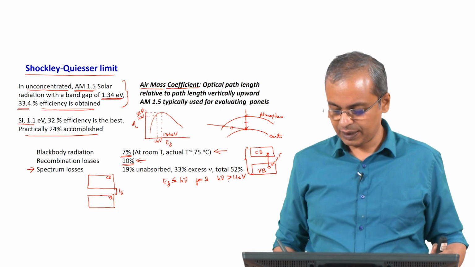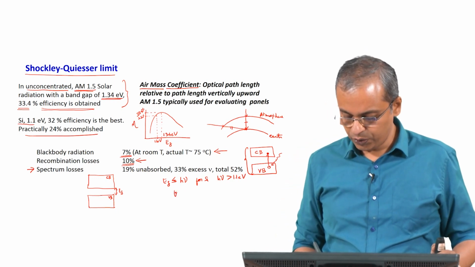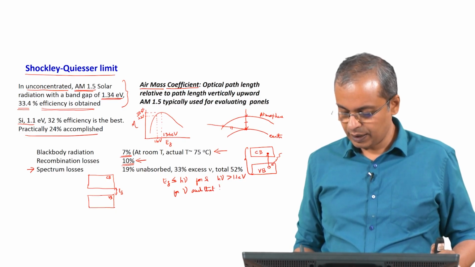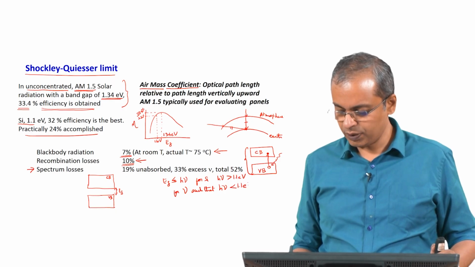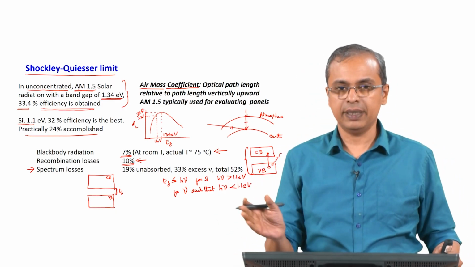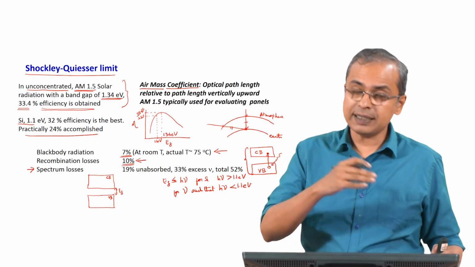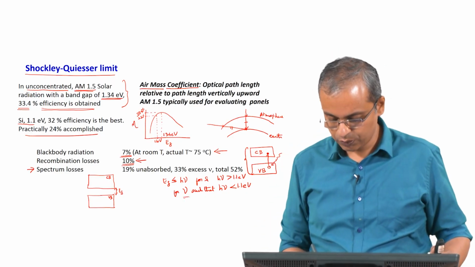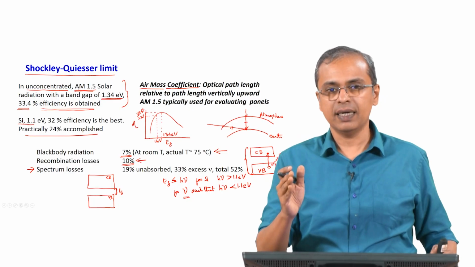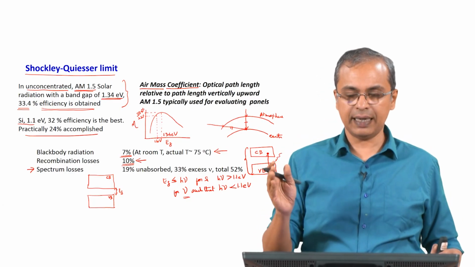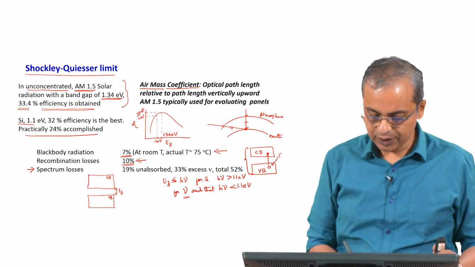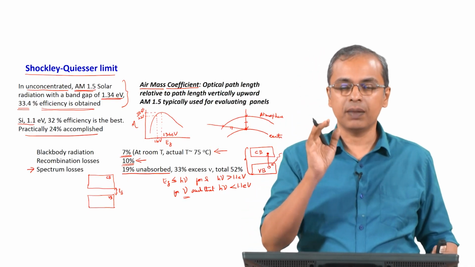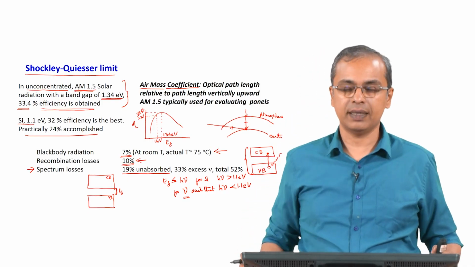So, if you have h nu less than 1.1 electron volt, the radiation is not going to get absorbed, it will just go through, right. If you look at the solar spectrum, and how much energy is available at frequencies which are all less than the value required for h nu equal to 1.1, that entire range of frequencies, it turns out that 19% of the incoming radiation will not be in a position to be absorbed by the silicon semiconductor.